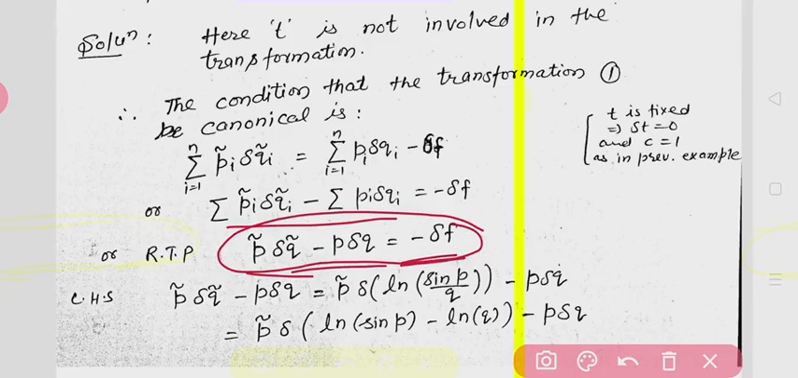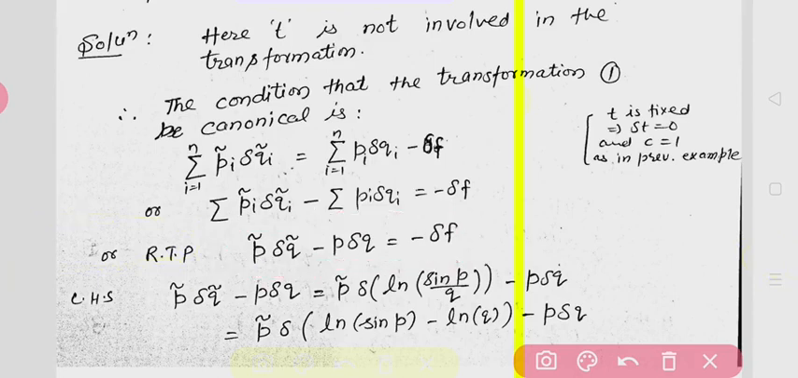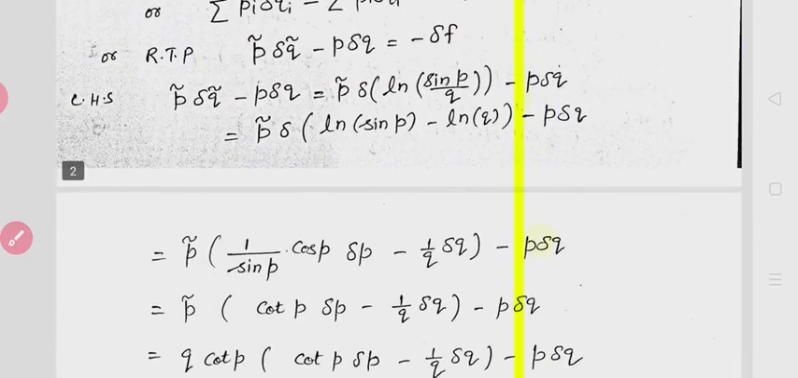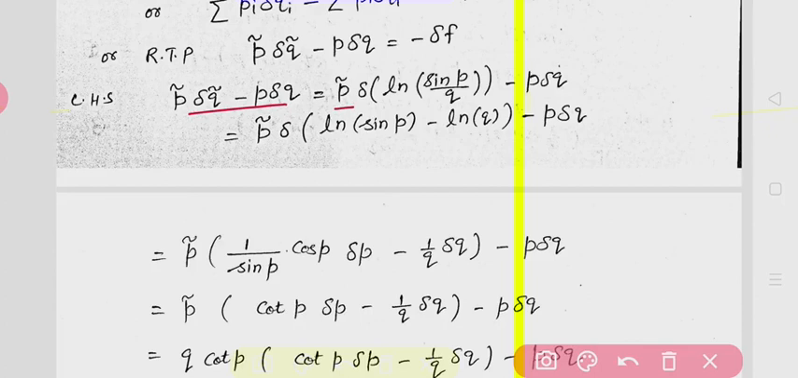So to prove this one, I consider again the LHS. When I take the LHS, you can check p tilde delta q tilde minus p delta q will be equal to, you just place the value of q tilde. So when I place the value of q tilde, that is p tilde delta of log of sin p by q, minus p delta q as it is. Right. P tilde, that will be log of sin p minus log of q.